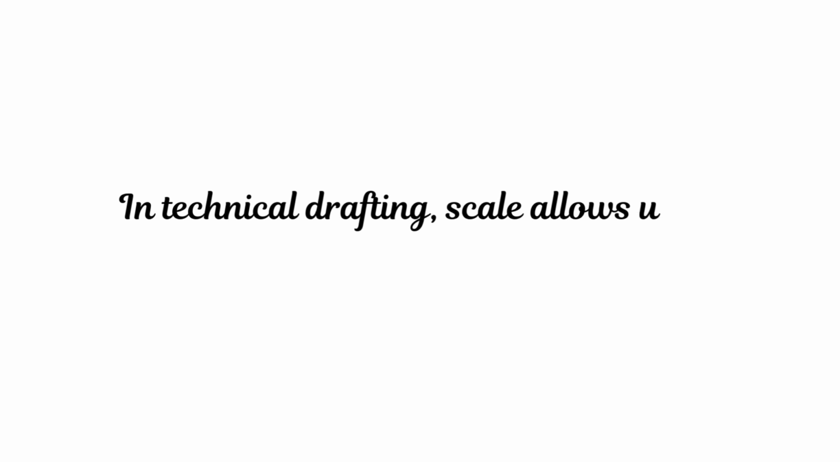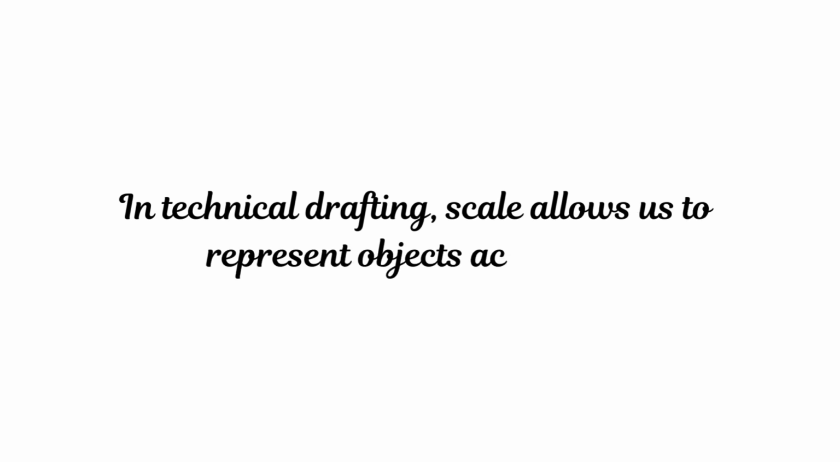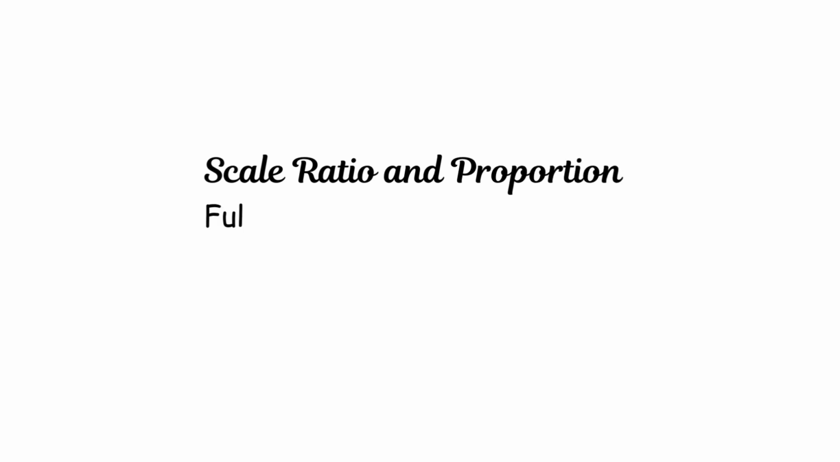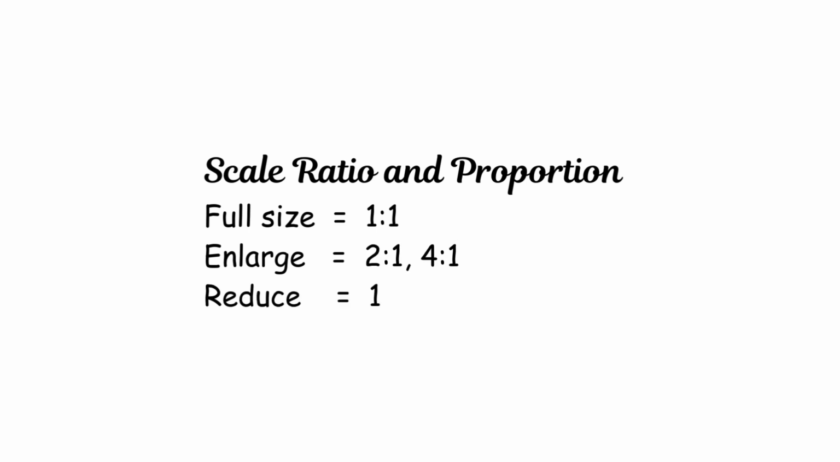In technical drafting, scale allows us to represent objects accurately, whether full size, enlarged, or reduced. The common ratios are as follows. Full size is equal to 1:1, enlarged is equal to 2:1 and 4:1, reduced is equal to 1:2 and 1:4.